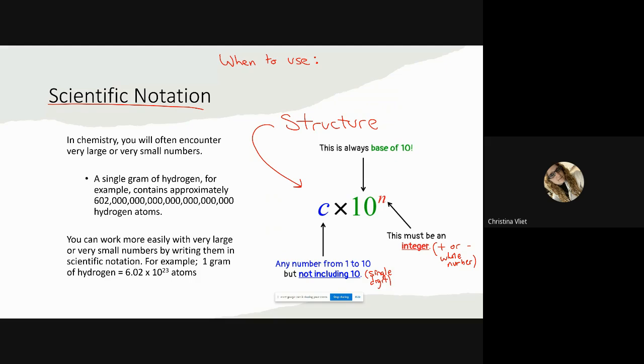Because you don't want to write 602 followed by 21 zeros, and I don't want to read that. And if you were to take a Cambridge exam, a Cambridge examiner would not want to read that either, and they just wouldn't give you the mark. And so the question is, when is the rule of thumb to use scientific notation? It's going to be for values larger than 10,000 or smaller than 0.0001.